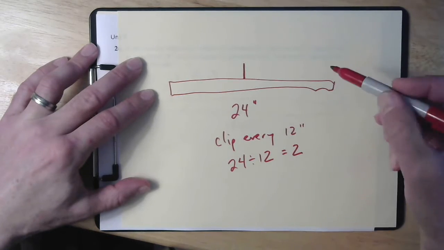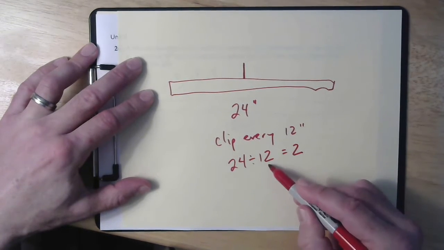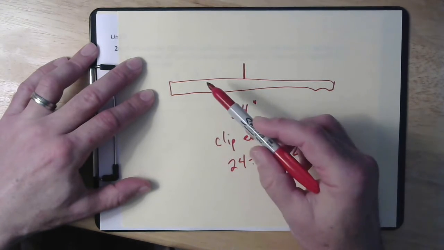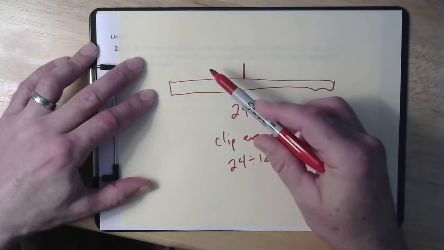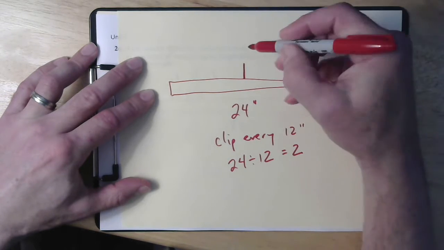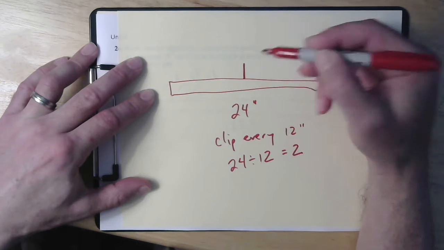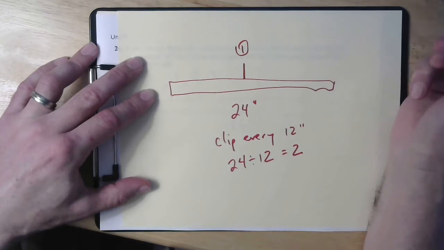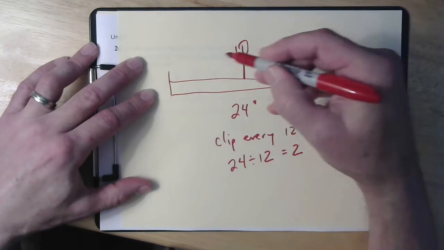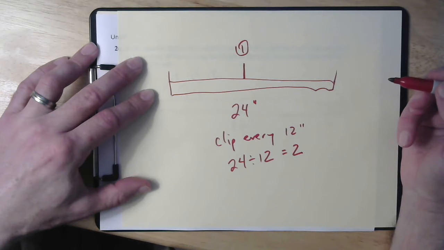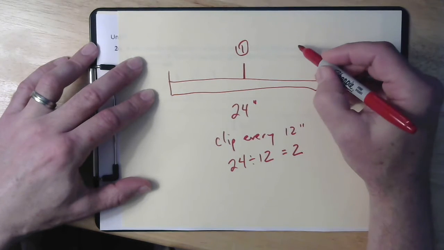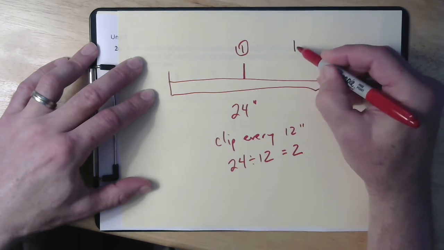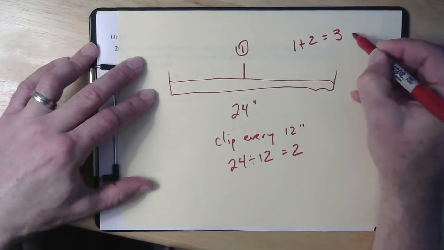So I divided it up, but look, the answer I get when I do 24 divided by 12 is 2, but remember, that's not the number of clips, that's the number of spaces that I divided the thing up into, and then the clip goes in between the spaces. So really I have one clip here, and then don't forget I've got the 2 clips on the ends. So what that means is that I have one clip in the middle, 2 clips on the end, so 1 plus 2 is 3 clips.